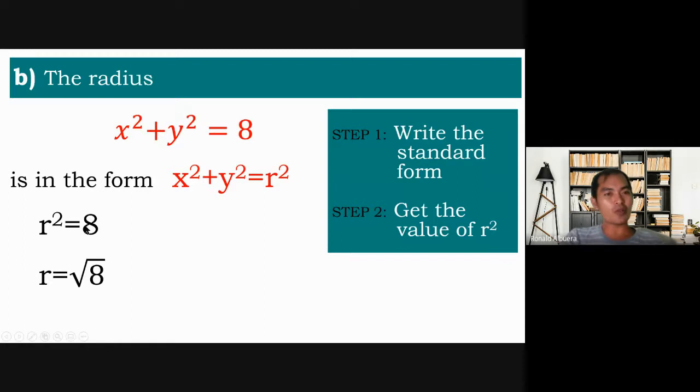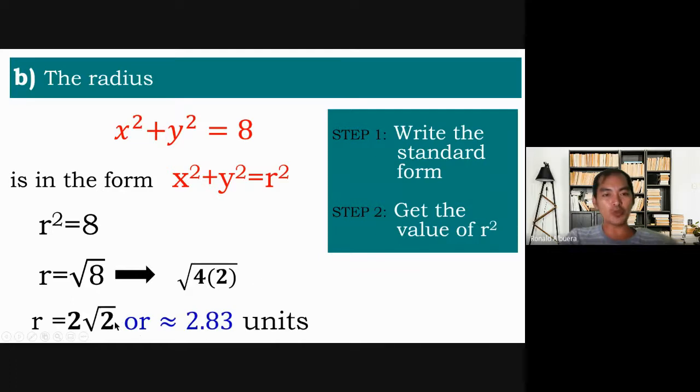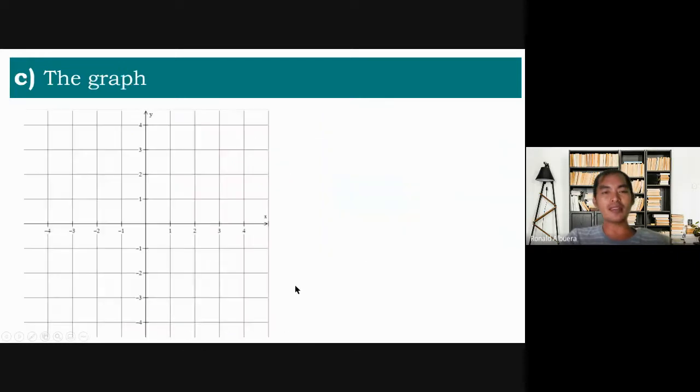So get the square root of 8. But 8 is not a perfect square. So we need to factor 8 such that one number is a perfect square. So we have the square root of 4 times 2. And 4 is a perfect square of 2. Then we copy 2 inside the radical sign, since it is not a perfect square. So our radius is 2 square root of 2, or approximately equal to 2.83 units.